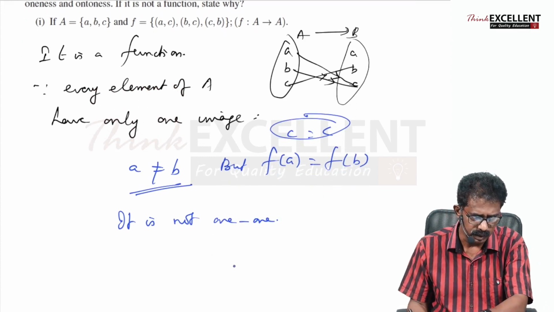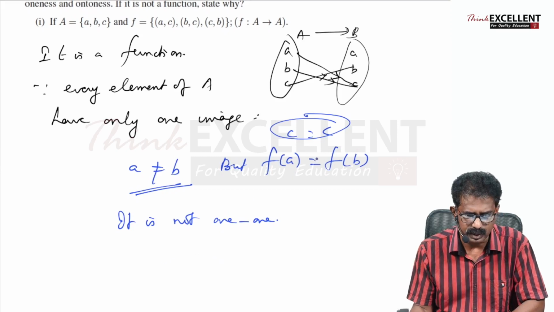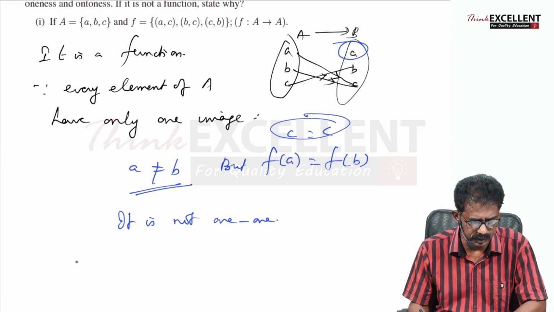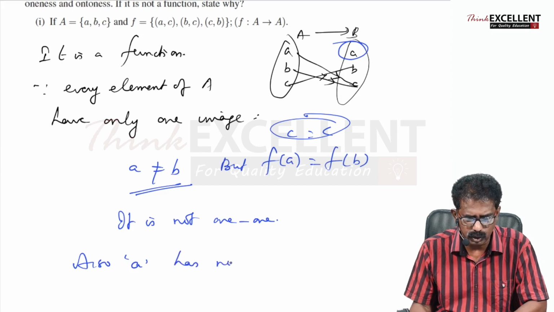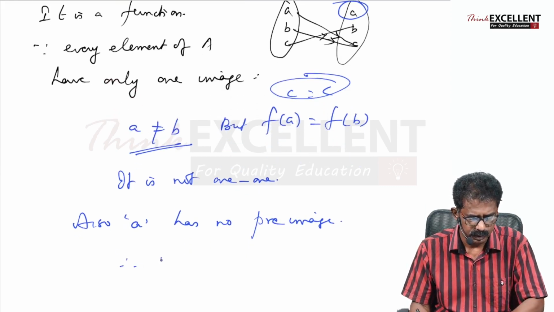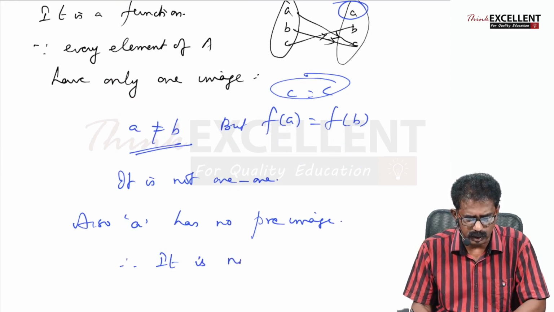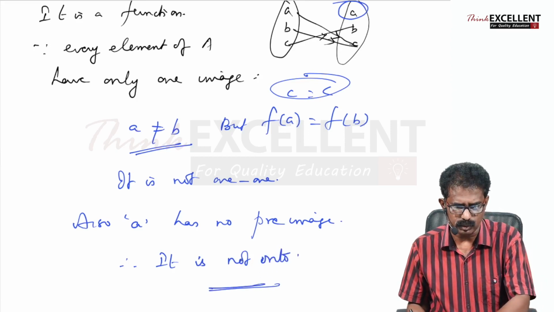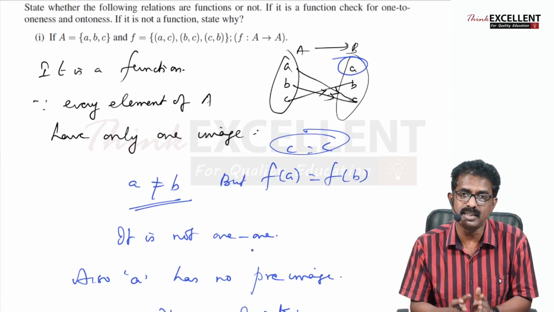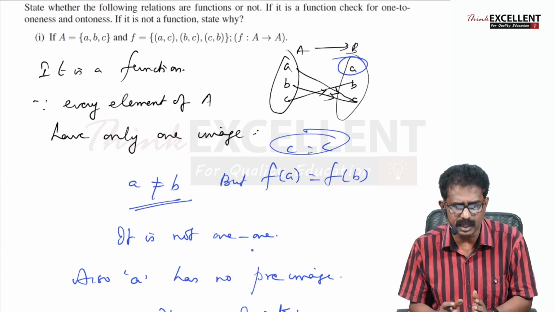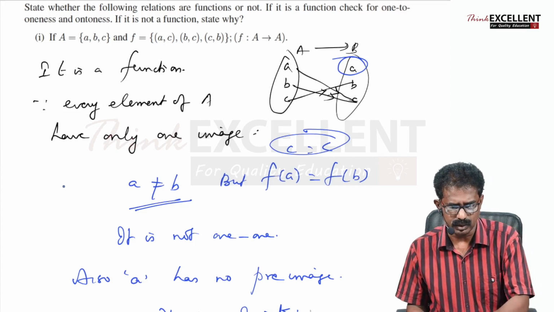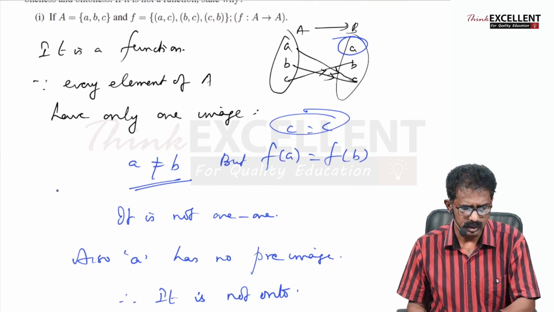Onto or not, it is not onto also, right? What's the reason? The element A has no pre-image, right? Also, the element A has no pre-image, therefore it is not onto also. It is not one-one. Also, it is not onto. Onto, another way, what can you say? Codomain and range are the same. Here the codomain is A, B, C, but the range is only B and C, right? So A is not there. So hope you understood this.